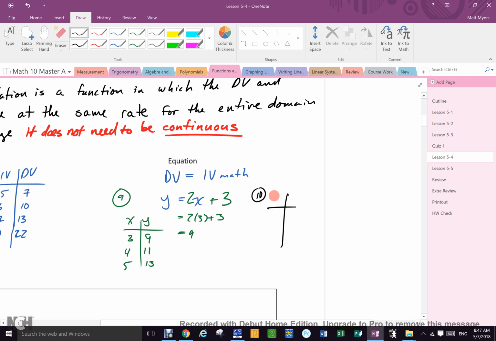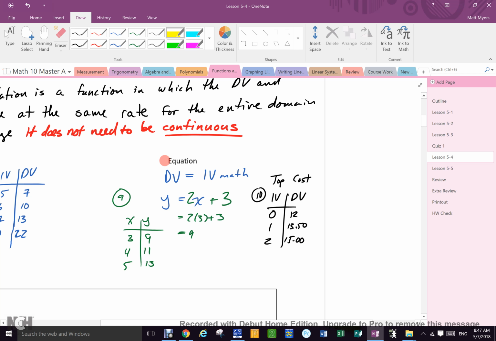In grade 10, this becomes IV, DV, right? So on the graph we just made, we said the IV was toppings and the DV was cost, correct? When I had 0 toppings, what was my cost? 12. When I had 1 topping, what was my cost? $13.50. When I had 2 toppings, what was my cost? $15. Agreed? And that will go on, won't it?